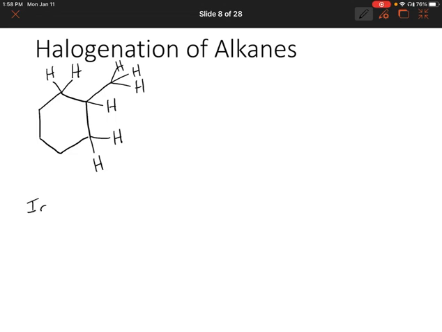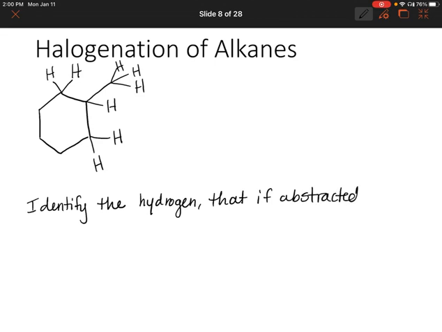So we're going to identify the hydrogen that, if abstracted, results in the most stable radical.